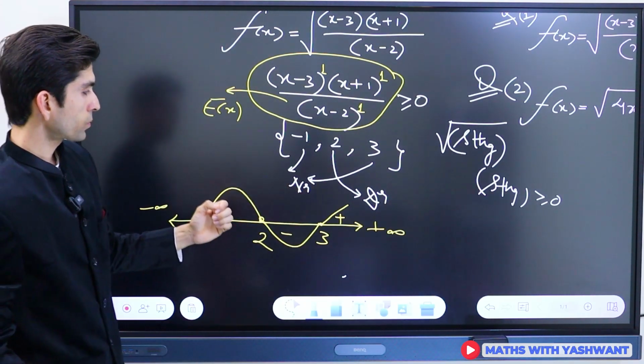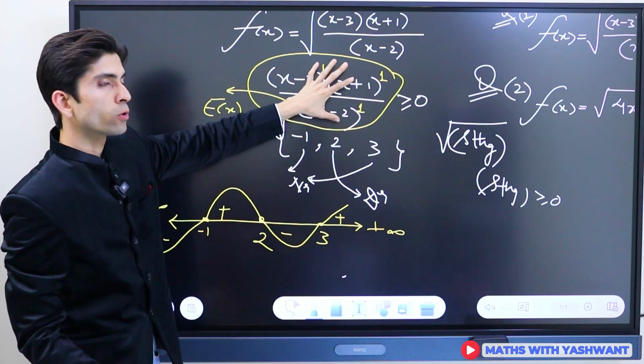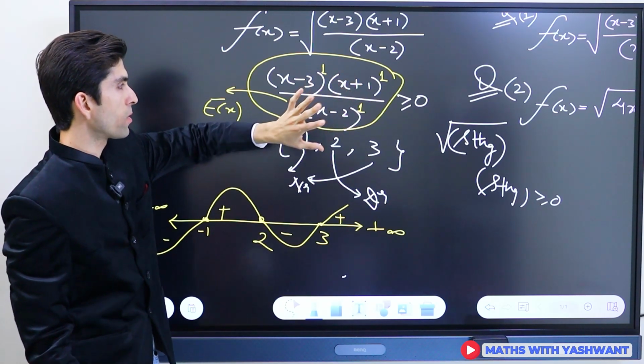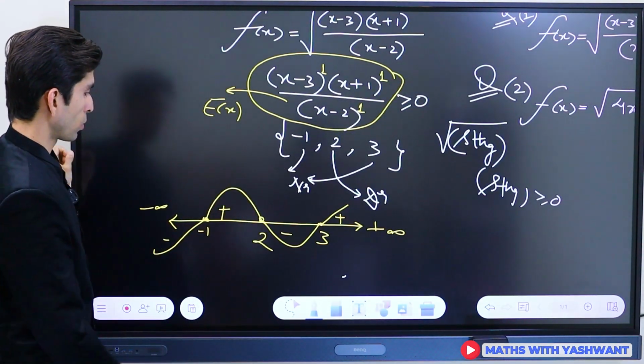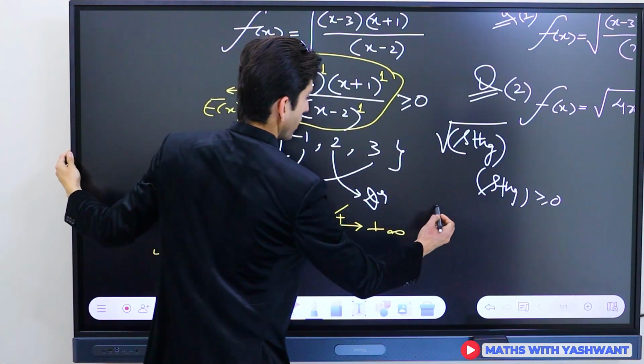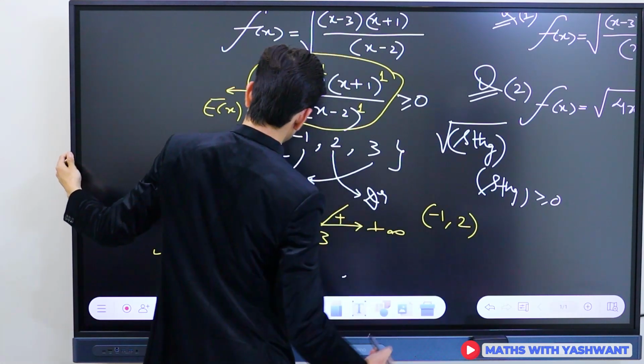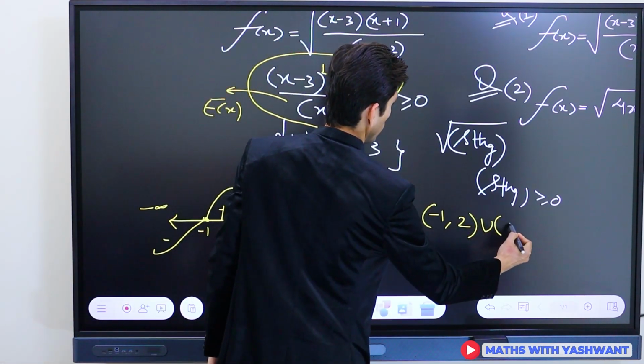And now we want those values of the variable x for which this expression is either greater than 0, which means positive, or equal to 0. So we should take the interval -1 to 2 union 3 to positive infinity.